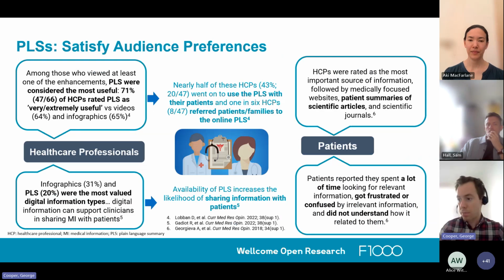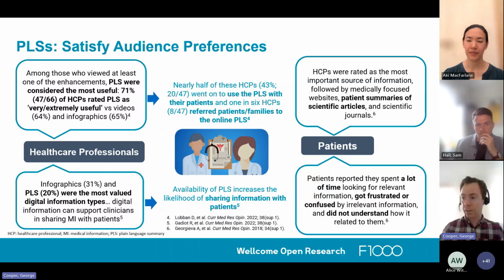So zooming in on medical and health research, which obviously covers a lot of the content that's published on Wellcome Open Research, a number of studies also demonstrate the value of plain language summaries in terms of communicating research findings to non-researchers, like Aki suggested earlier. These are largely qualitative studies looking at the uses and perceptions of plain language summaries for healthcare professionals and patients, again, among other enhancements like graphical abstracts.